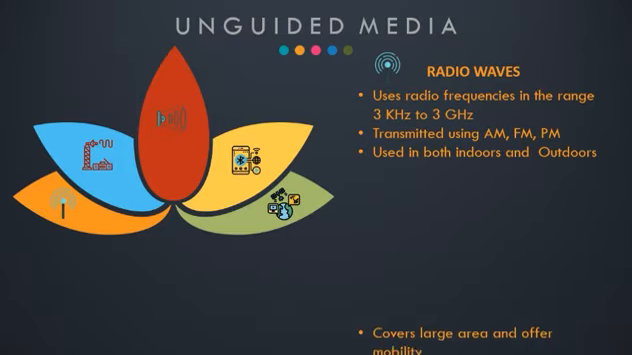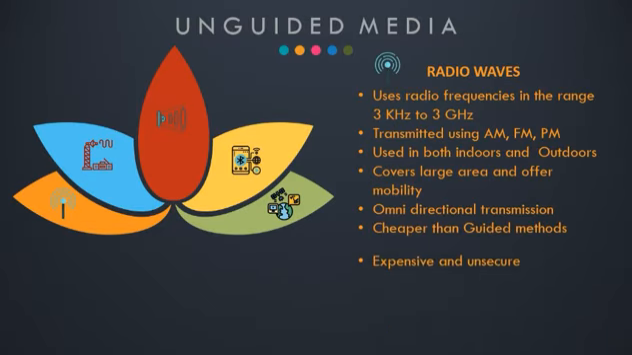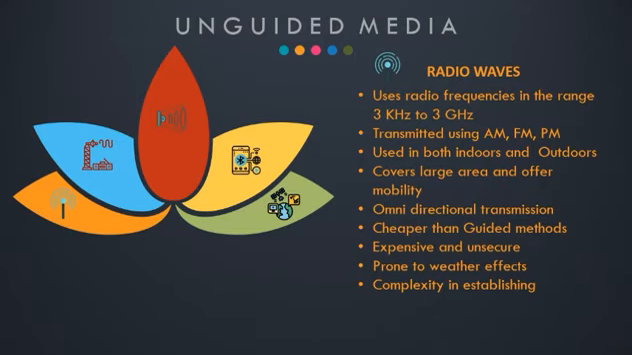First, we are going to see radio waves. Radio communication uses radio frequencies in the range of 3 kHz to 3 GHz. Signals are modulated on high-speed radio waves, then transmitted using technology like amplitude modulation, frequency modulation, phase modulation, etc., which you have already studied in physics classes. It can be used both indoors and outdoors because it penetrates through physical objects like buildings. These waves can be easily generated and can travel long distances, and it also offers mobility.